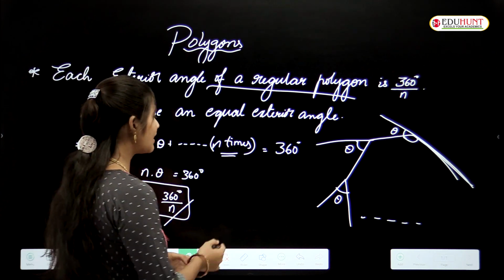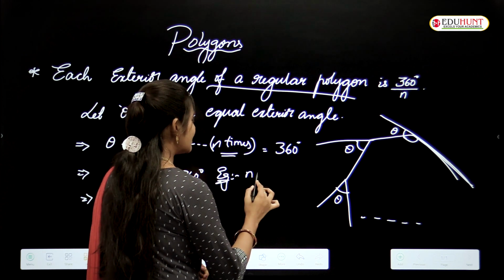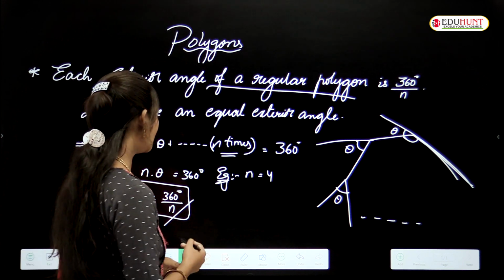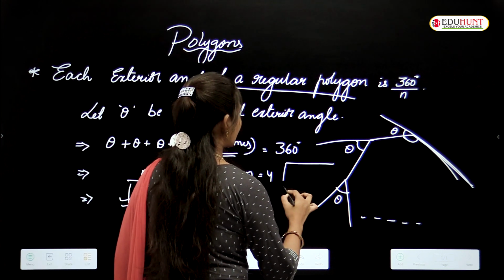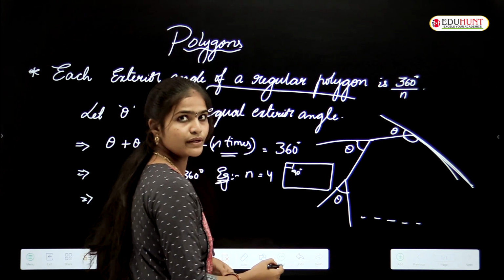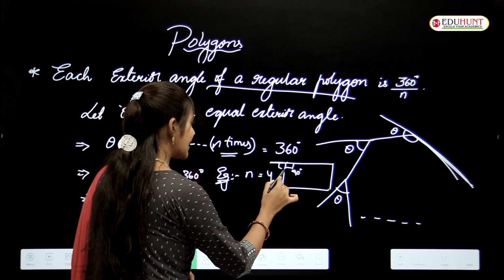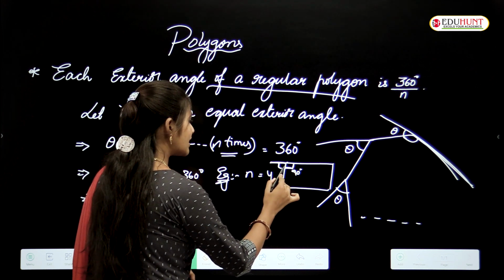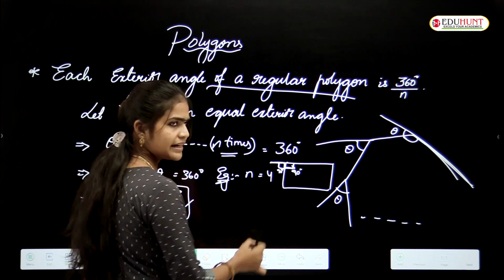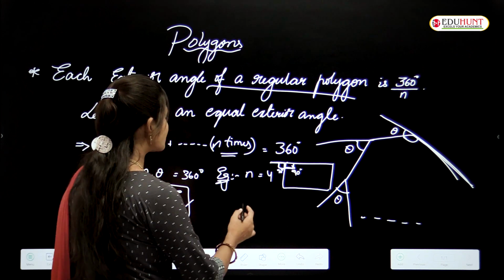Okay, for example n is equal to 4, which is nothing but a quadrilateral, right? Okay, so take that quadrilateral. Here each interior angle is equal to 90 degrees, we know that. So the exterior angle is here. These two angles form a linear pair. So easily we can say that this is also equal to 90 degrees. By using this formula we will see whether we get 90 or not.